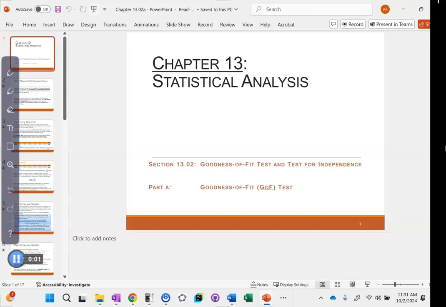If I then sampled this classroom and recorded eye color, I could test to see if my sample matches the known distribution of eye colors. That's the goodness of fit test. Is everybody okay there? If you're checking to see if a sample matches a known distribution, that's a goodness of fit.